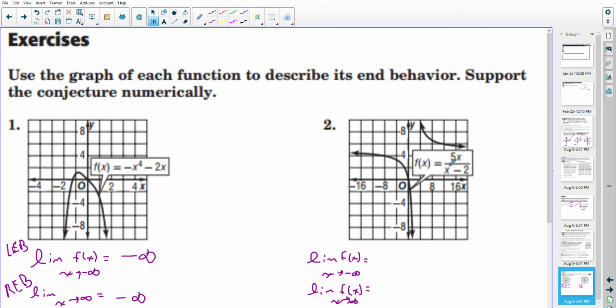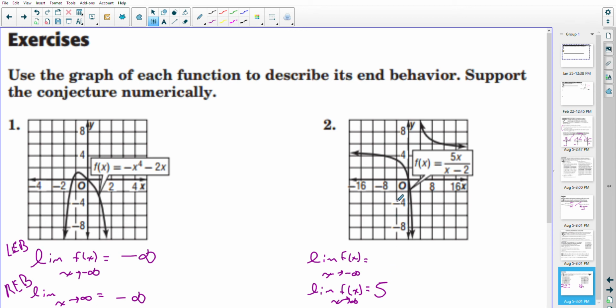First of all, if you think about putting in a very large x, like 1,000,000 or 2,000,000, you're going to see that this minus 2 is insignificant. So it's going to be like 5,000,000 over 1,000,000, which is going to be approaching 5. As x gets larger, this number is going to get closer and closer to 5 because this minus 2 is going to get less and less significant.